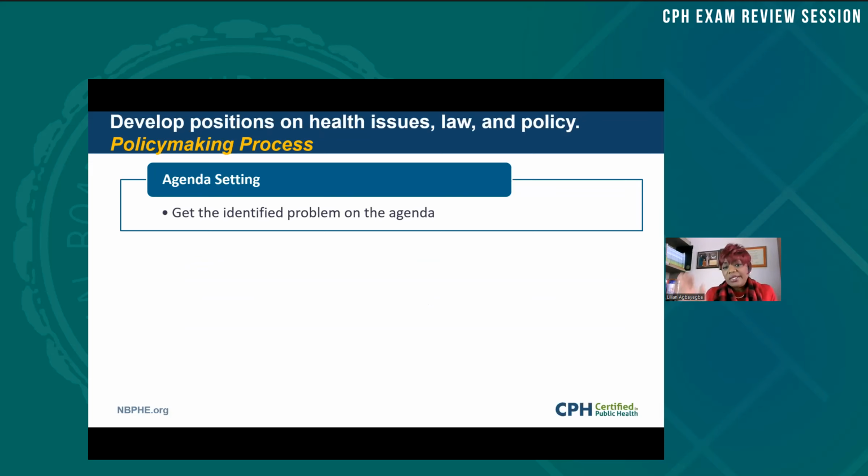So let's look at, when we talk about developing the position on health issues and policy, there is a policymaking process. And the policymaking process as a whole is in six steps, and we're going to go through them.